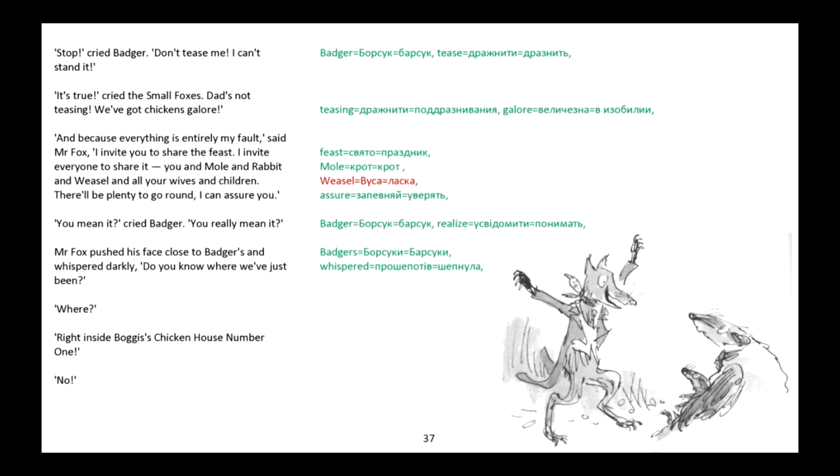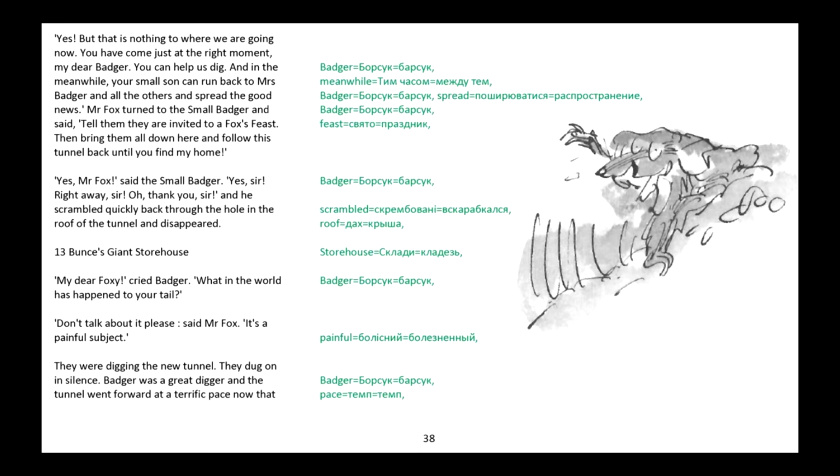Mr. Fox pushed his face close to Badger's and whispered darkly, "Do you know where we've just been?" "Where?" "Right inside Bogus Chicken House Number 1." "No." "Yes. But that's nothing to where we're going now. You have come just at the right moment, my dear Badger. You can help us dig. And in the meanwhile, your small son can run back to Mrs. Badger and all the others and spread the good news."